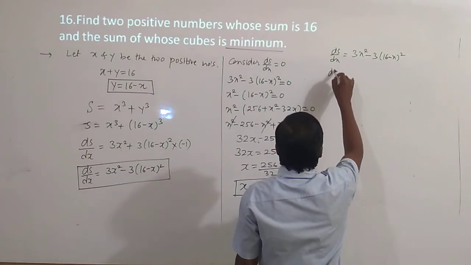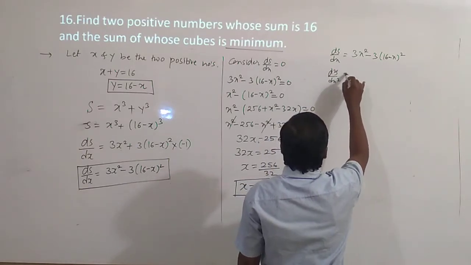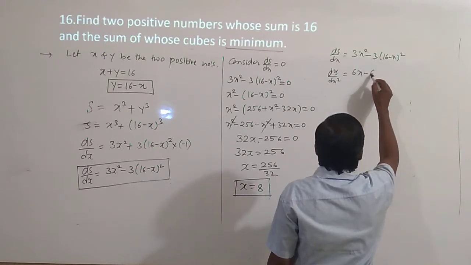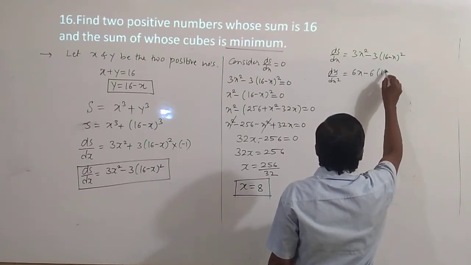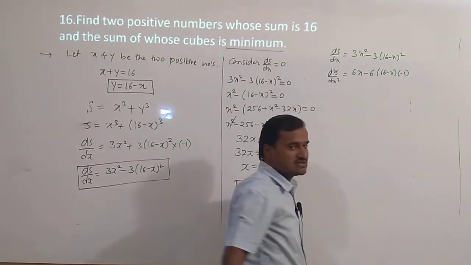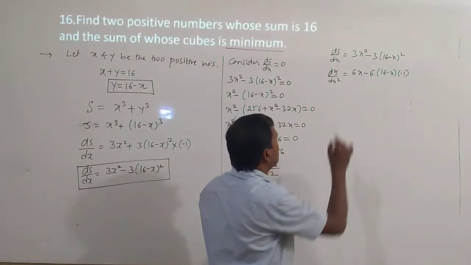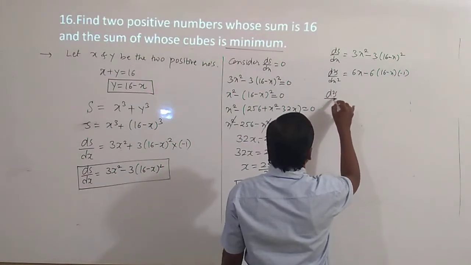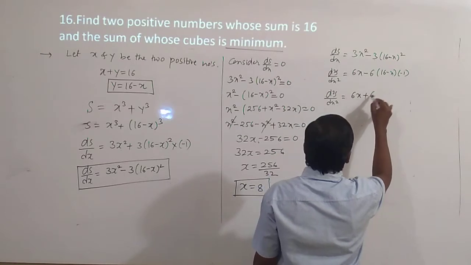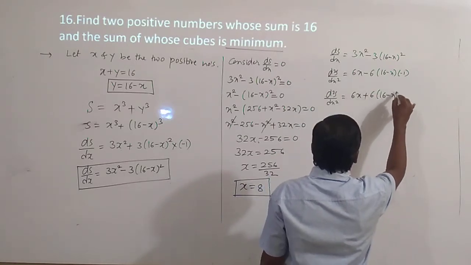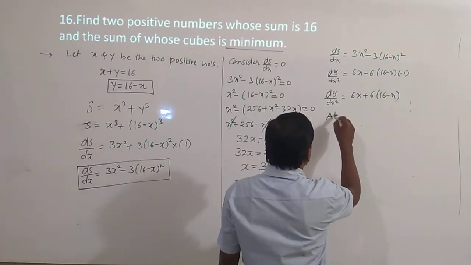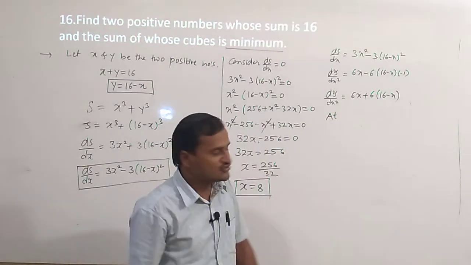What are we getting? d square s divided by dx square is equal to 6x minus 6 into (16 minus x) into the differentiation of 16 minus x, which is minus 1. Simplifying, d square s divided by dx square is equal to 6x plus 6 into (16 minus x). Now we have to prove that the second derivative is more than 0.